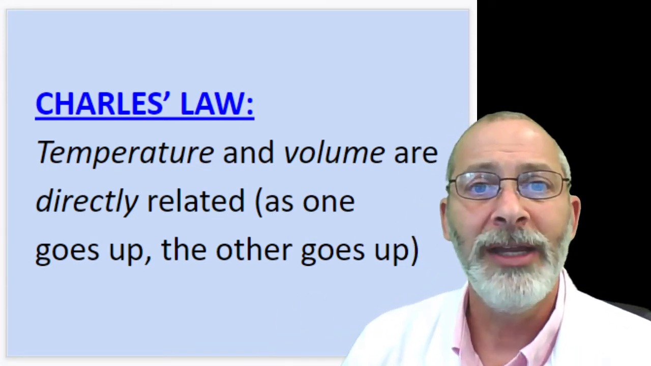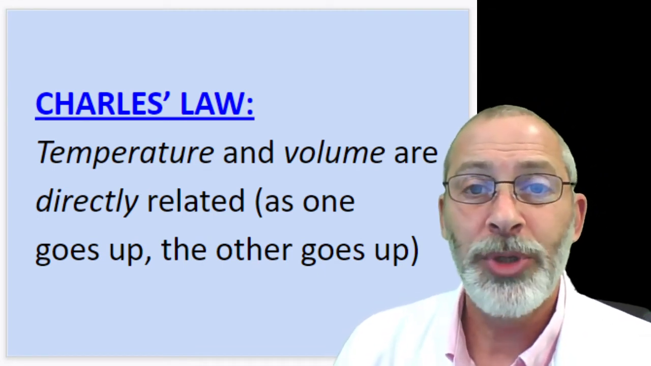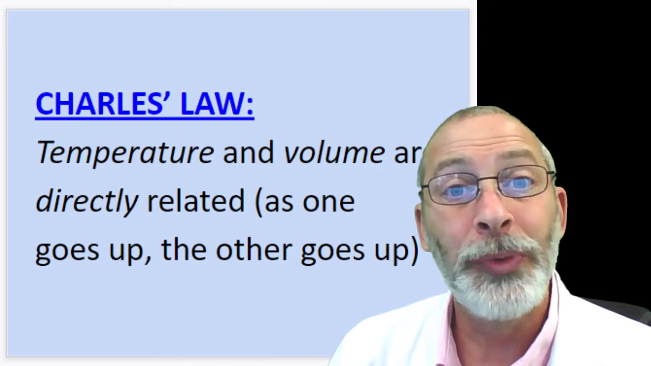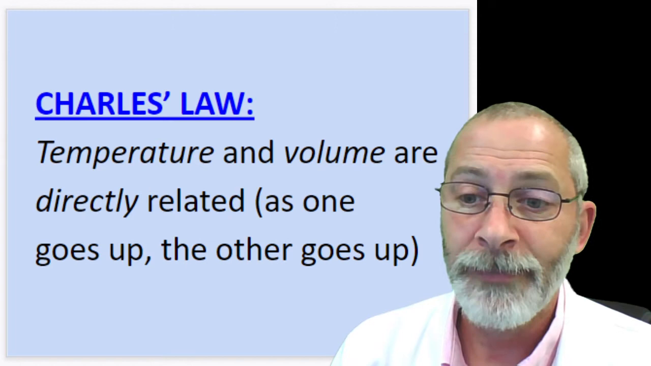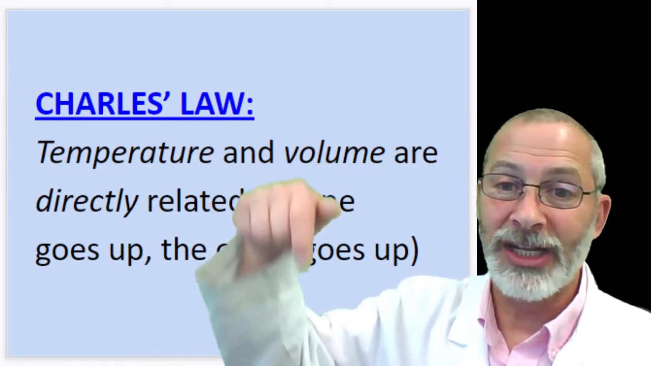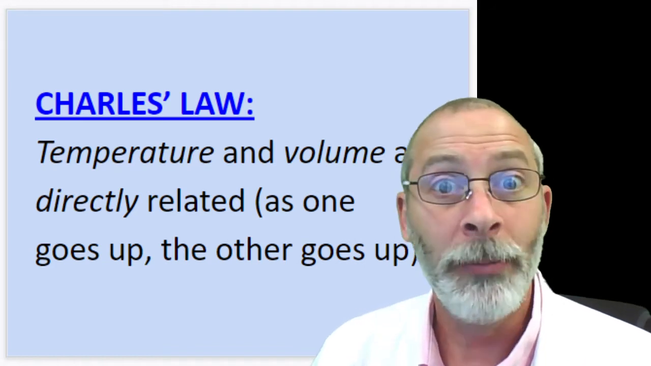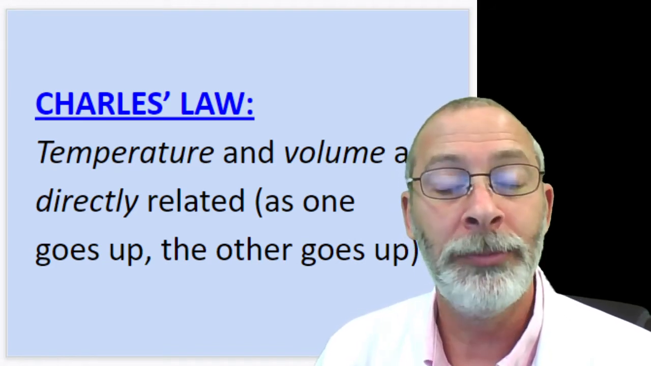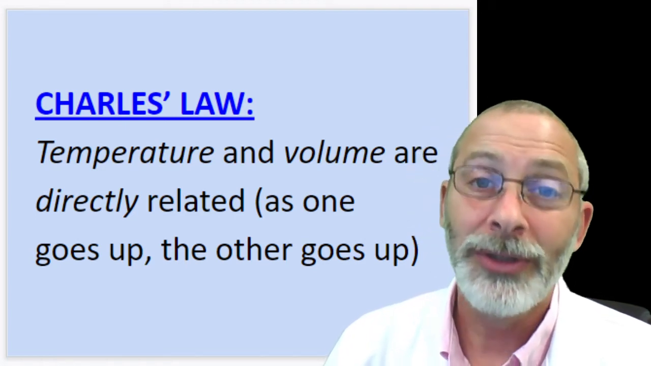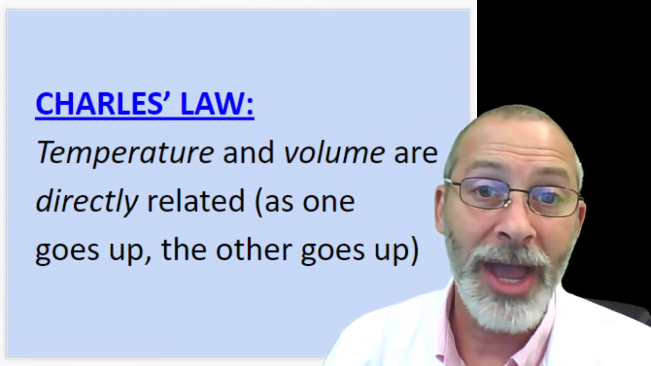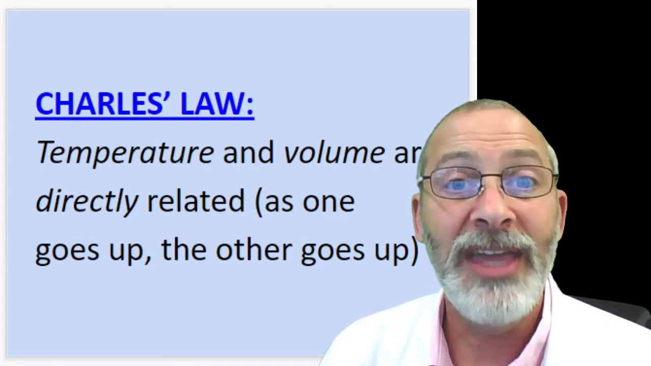Well, think about it in the context of Charles' law. Temperature and volume are directly related to one another. So all winter long, the temperature has declined, it has gone down. What do you think normally happens to the volume of your bike tire? It also will go down because there's a direct relationship between temperature and volume of gases.